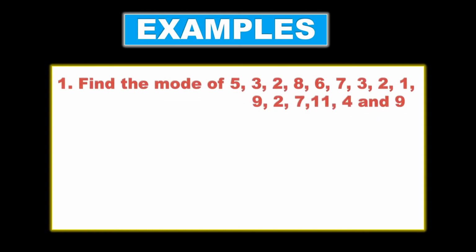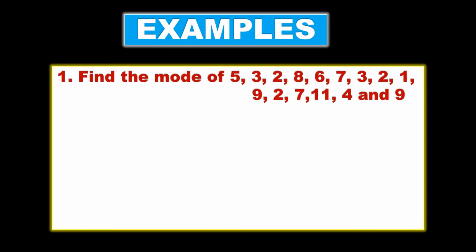So let us take some examples. Here is your first example. Find the mode of 5, 3, 2, 8, 6, 7, 3, 2, 1, 9, 2, 7, 11, 4 and 9. Here these are the observations. From these observations, see which observation occurred more times. Mode means more times, right? So let us round up 2 here.